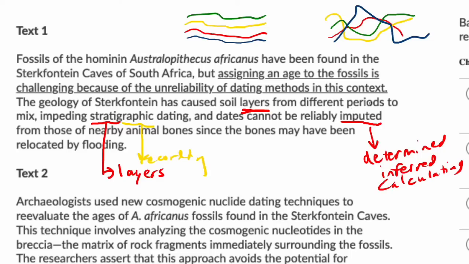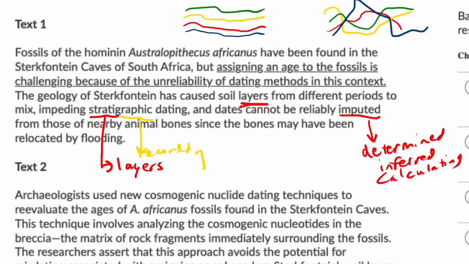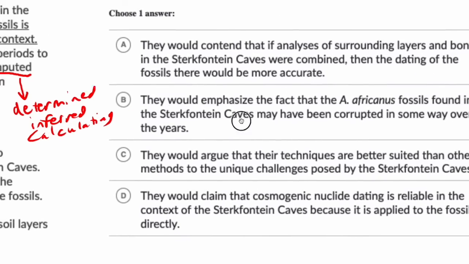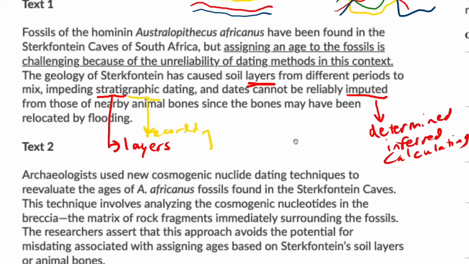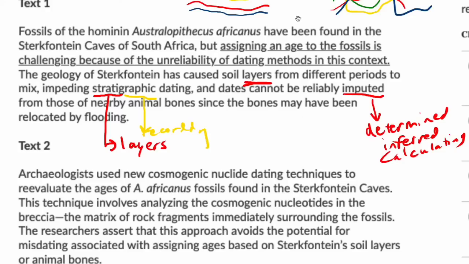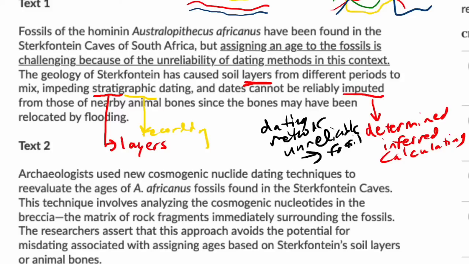Soil layers from different periods have mixed. And so unlike what we see in at least a couple of other passages that mention methods in the answer choice, even when methods are not particularly important in the passages, here the method is important. Okay, so dating methods unreliable. Fossil age uncertain. Okay, 6 words. It's getting a little bit messy here, but the fossil age is uncertain because the dating methods are unreliable.